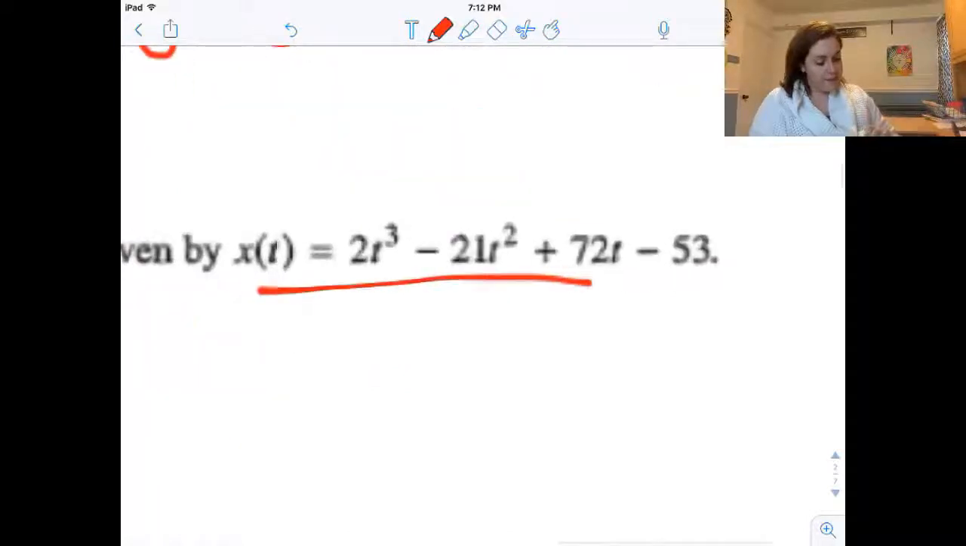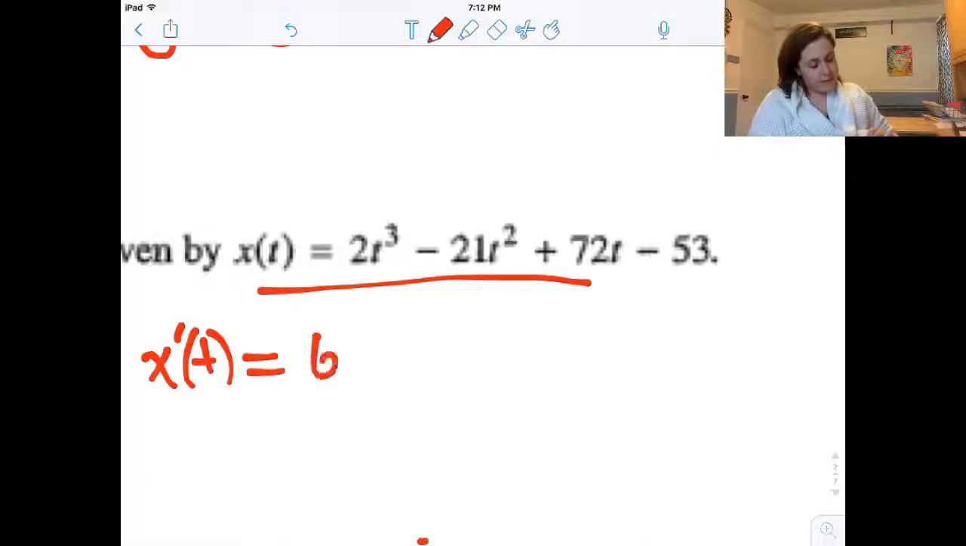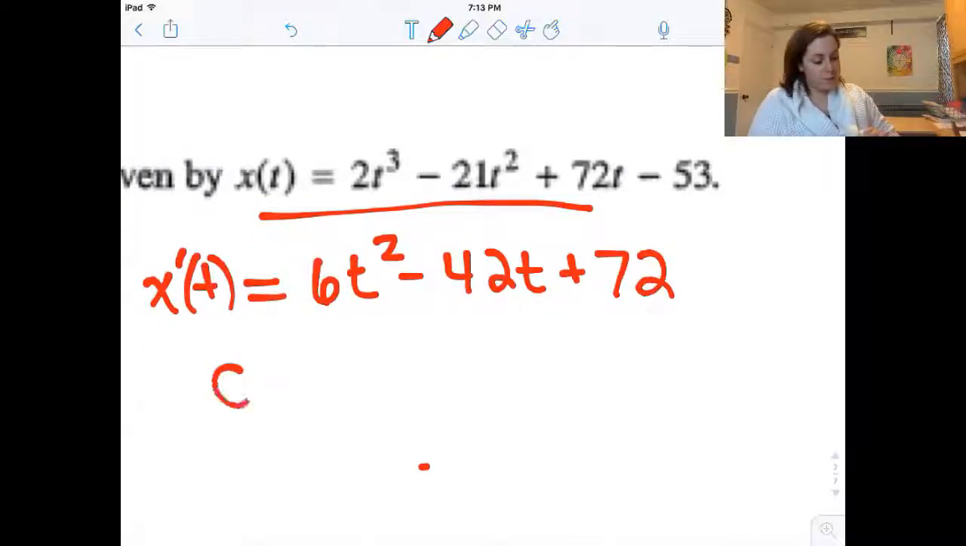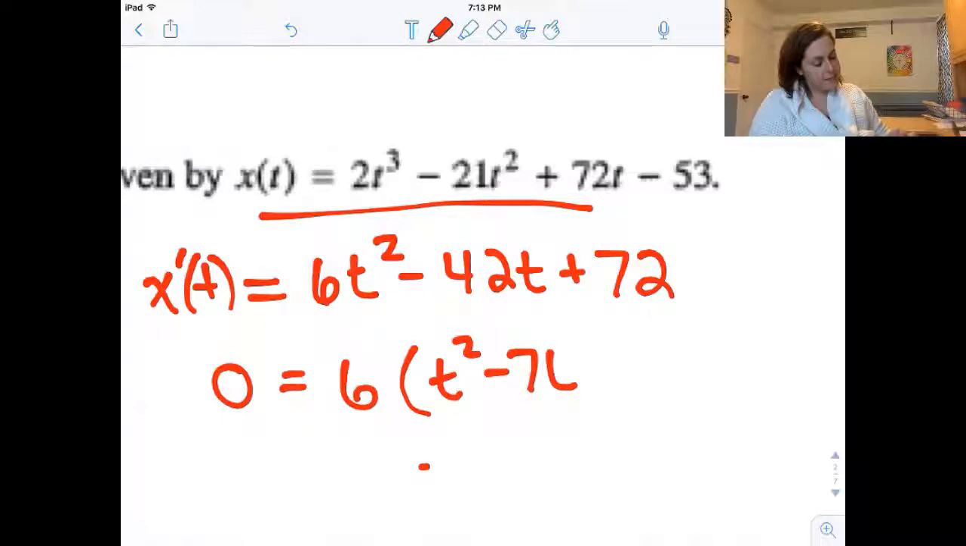So let's look at this function. This would be x prime, 6t squared minus 42t plus 72. We want that to equal 0, so I'm going to factor out a 6. t squared minus 7t plus 72 divided by 6 is 12.